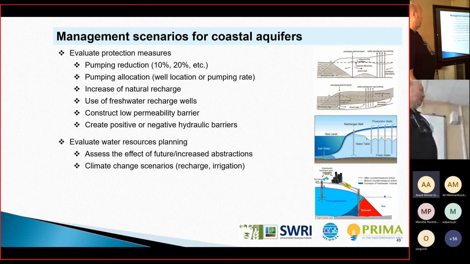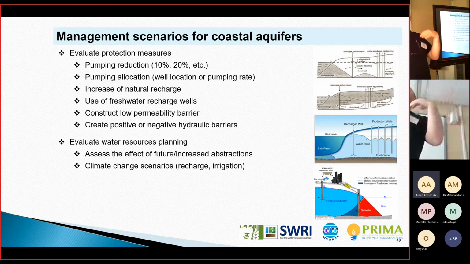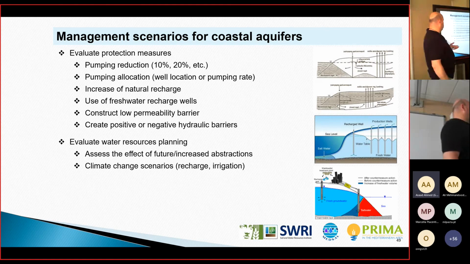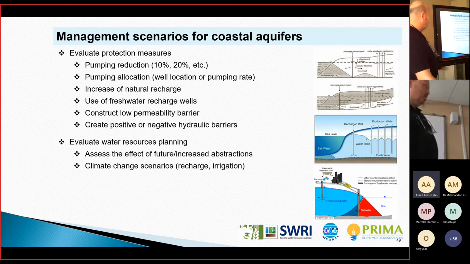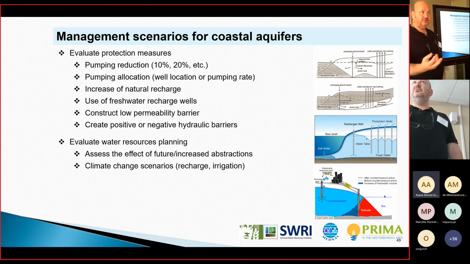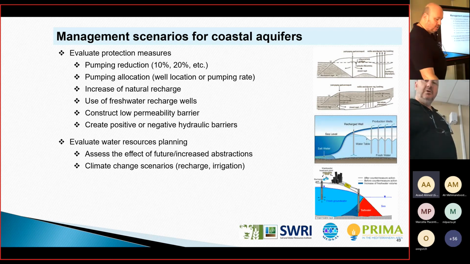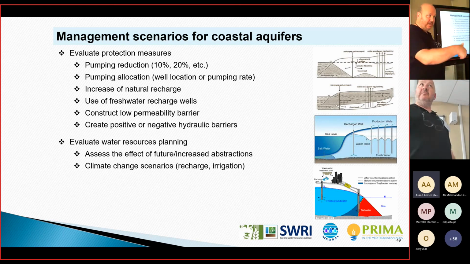And of course, we can use the model for scenarios to evaluate water resources planning for an aquifer that doesn't have a problem at the moment, but maybe will have in the future. So we can use the model to assess the effect of increased abstraction, or use it for a climate change scenario. In a climate change scenario, I suppose it's understandable for everyone that recharge is reduced, and irrigation demands are increased due to the increase of temperature. The temperature is increased, the evapotranspiration is increased, and the irrigation demands are increased.